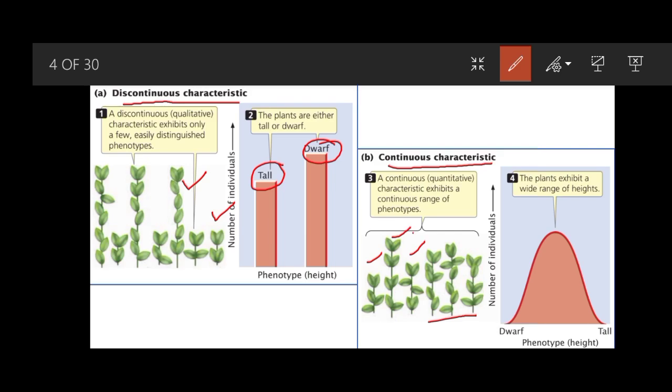So when there is a continuous variation, these traits are known as continuous traits. And we can plot this, and we can see that there are two extremes, dwarf and tall, but there are many other variable phenotypes which are present, and we cannot easily distinguish among those variations. So we can say that these characteristics are continuous traits.